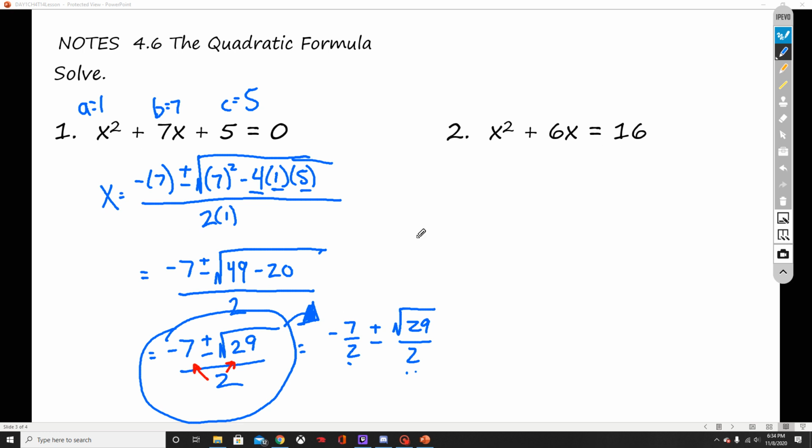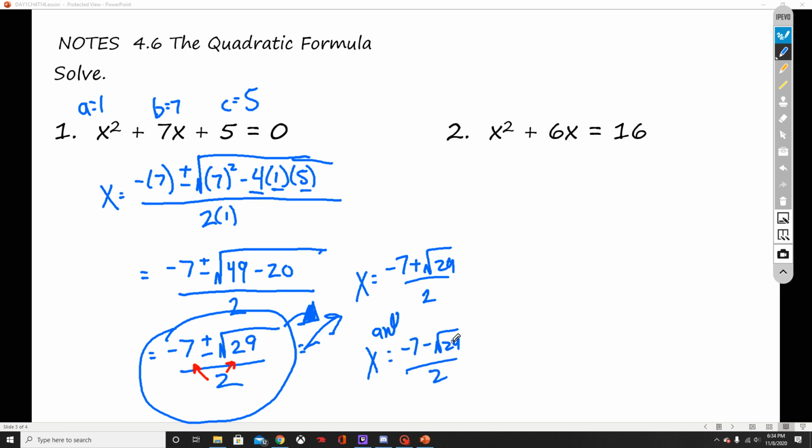So remember, this represents 2 solutions. It represents negative 7 plus the square root of 29 over 2, and it represents negative 7 minus the square root of 29 over 2. Okay, so keep that in mind. This plus or minus symbol right here means that we have 2 solutions. One where square root of 29 is added and one where square root of 29 is subtracted. All right, so those would be acceptable solutions.